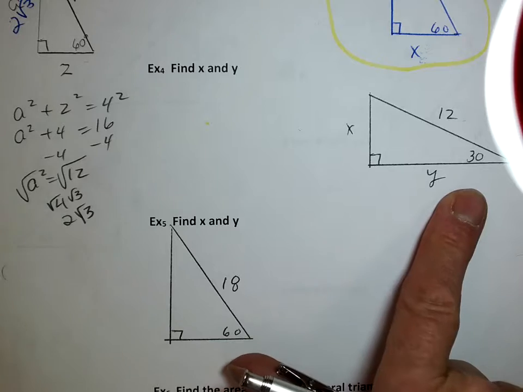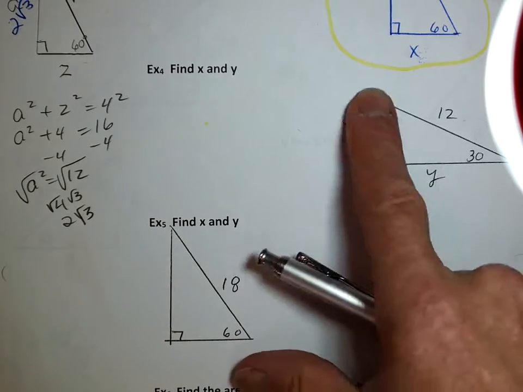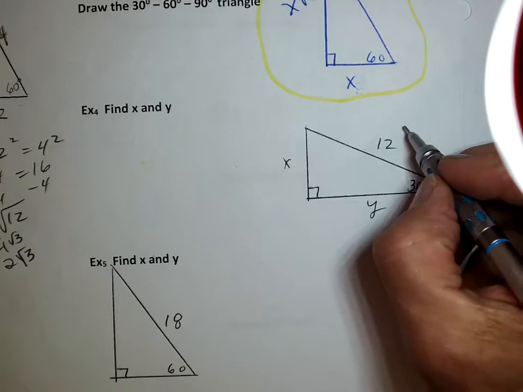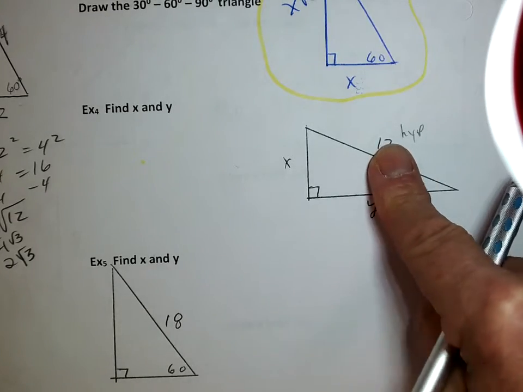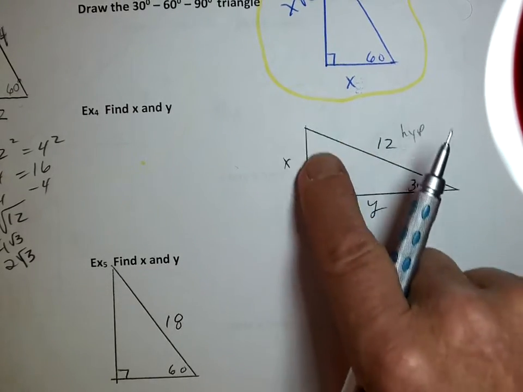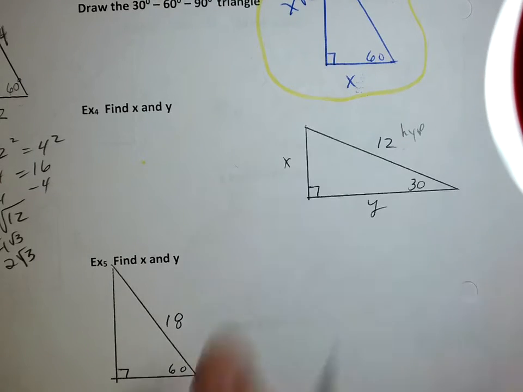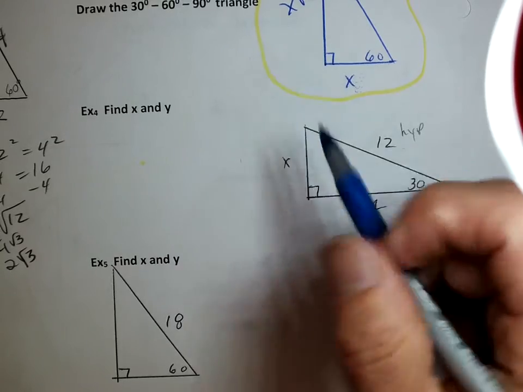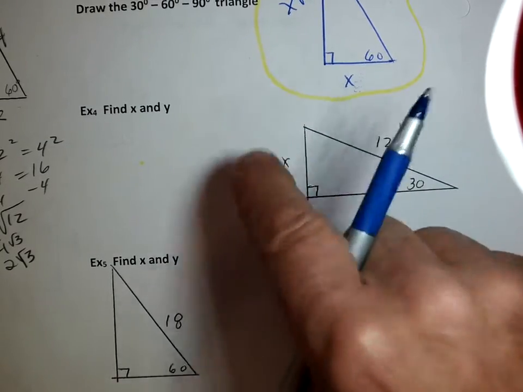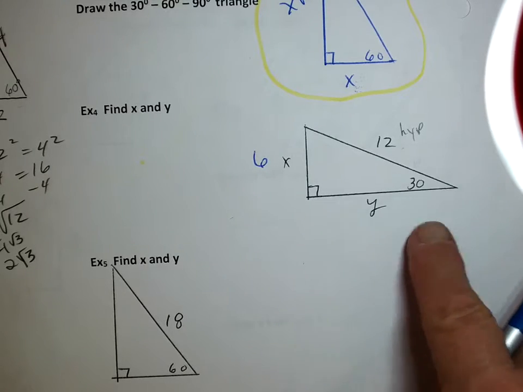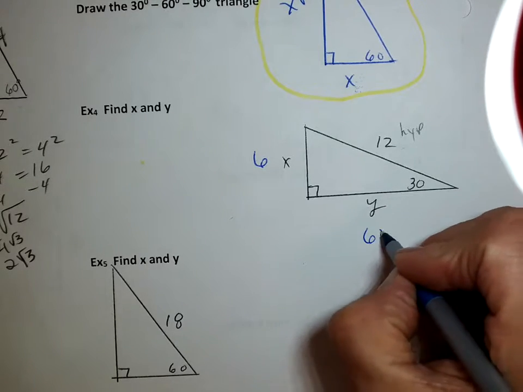So take a look. Okay, here's my triangle. This is the hypotenuse. Hypotenuse is 12. You guys see that? So that means the shorter leg is 6. Does that make sense? So I know that if the hypotenuse is 12, the shorter leg is 6. And then the longer leg is whatever this is times the square root of 3. This is going to be just 6 times the square root of 3.